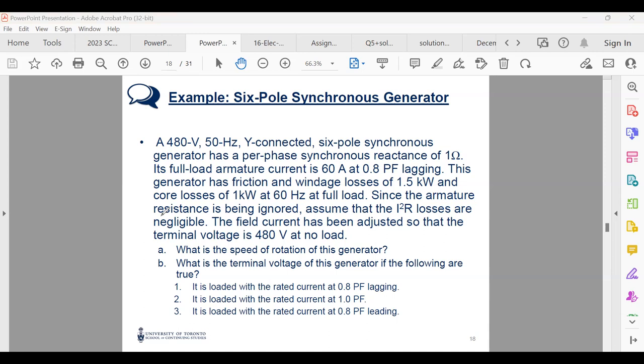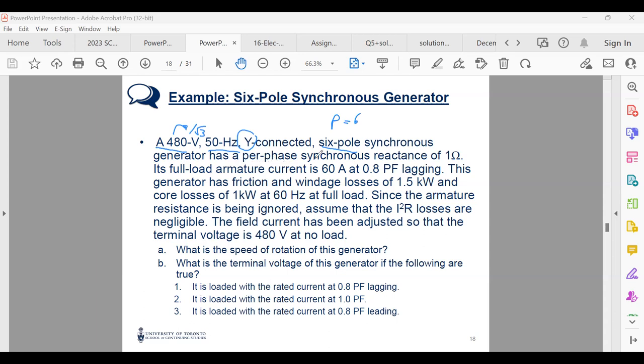Okay, let's solve another one. We are trying to cover all the ideas for the synchronous machines through some of the problems. This one is a 6-pole machine. You have the voltage and frequency, and it's star connected, so don't forget to divide the voltage by square root 3. The number of poles is 6, so P equals 6.